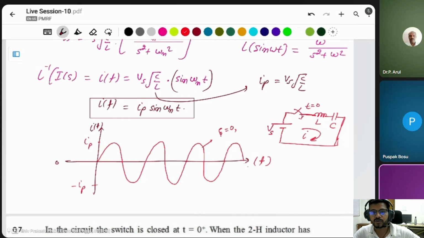The current never goes to 0 because at one time the inductor will charge and the capacitor will be discharged. Then the capacitor will discharge through the inductor and charge it. It will go on like that. It is a charge-discharge phenomenon. That's why the current never goes to 0.